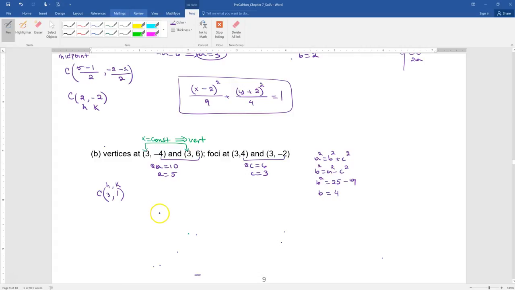All right, so now we got x minus 3 squared over what? Over 25. Is this a horizontal or a vertical one? Vertical, so it's over 16. Plus y minus 1 squared over 25 is equal to 1.